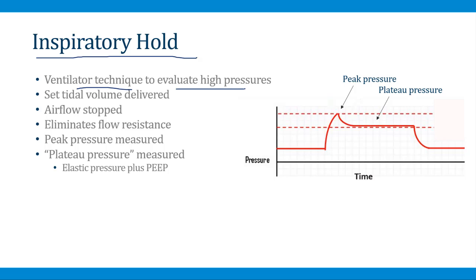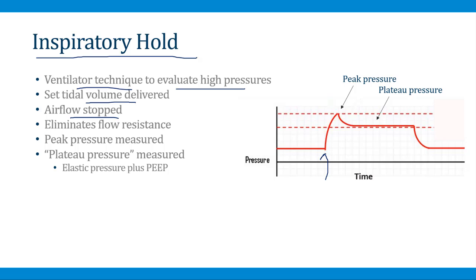The way an inspiratory hold works is the tidal volume is delivered, but then the ventilator briefly does not allow the air to come out of the lungs. It stops airflow. And while this is happening, it measures the change in pressure. Let's look at this graph on the screen here, which is an example of the type of data you get from an inspiratory hold maneuver.